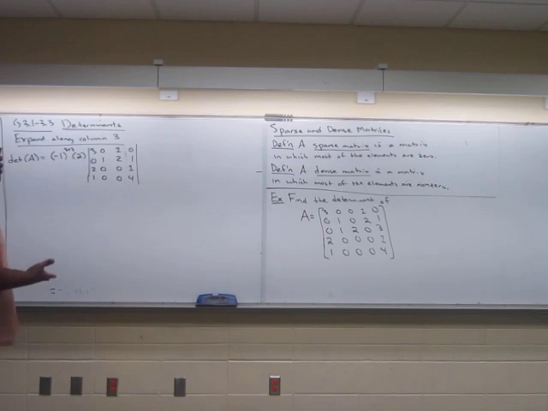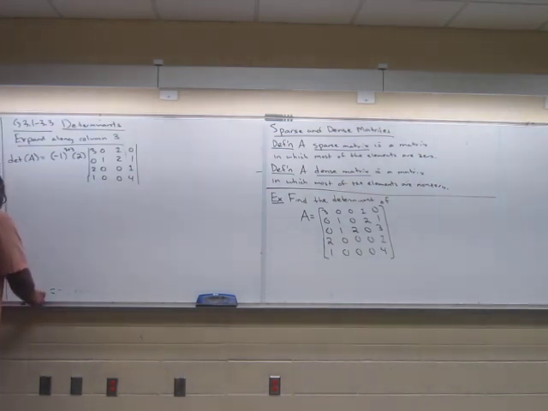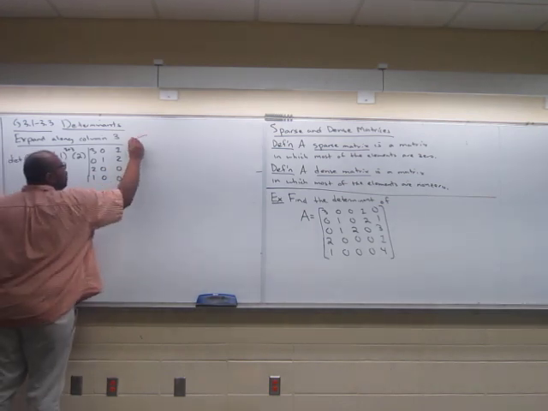Question is, what should I do now? What's the next step? Well, I need to expand again, right? I have to expand this new determinant. It's a 4 by 4, I need to expand again. What would be a good column or row to expand on? Again, I think the best one would be column number 2, right? So I'm going to expand on column 2.